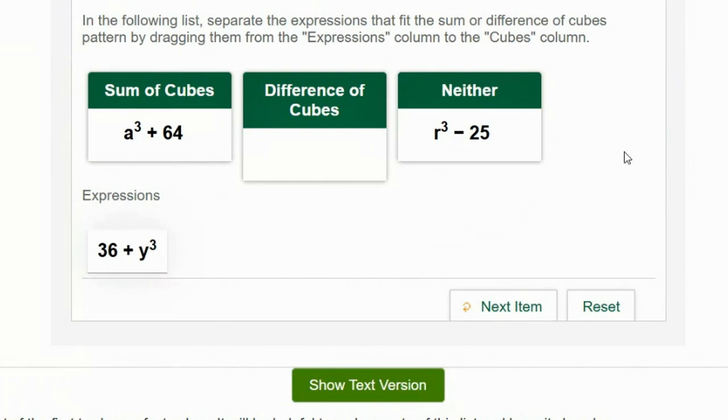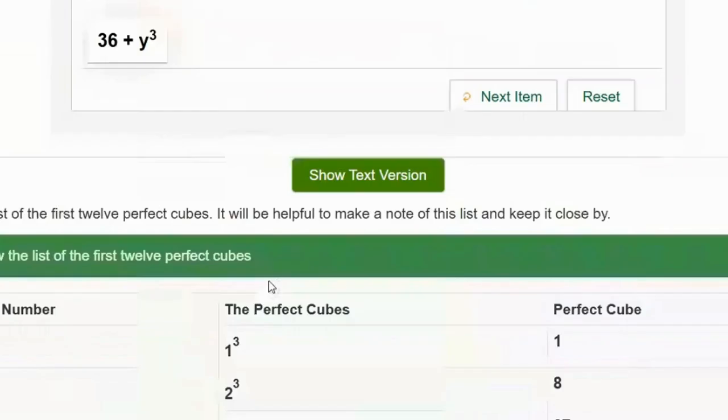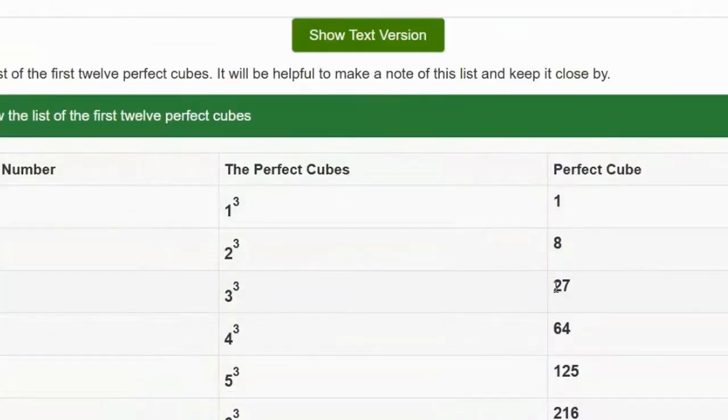What are your thoughts, anybody? 36 plus y to the third. Is that a sum of cubes? It is a sum, right? There's a plus. That's the only difference between sum and difference: this is a plus, this is a subtraction. Saying no, because 36 is not a perfect cube. It's a perfect square, but it's not 3 times 3 times 3 or 2 times 2 times 2, because it goes from 27 to 64, and 36 is in between there.